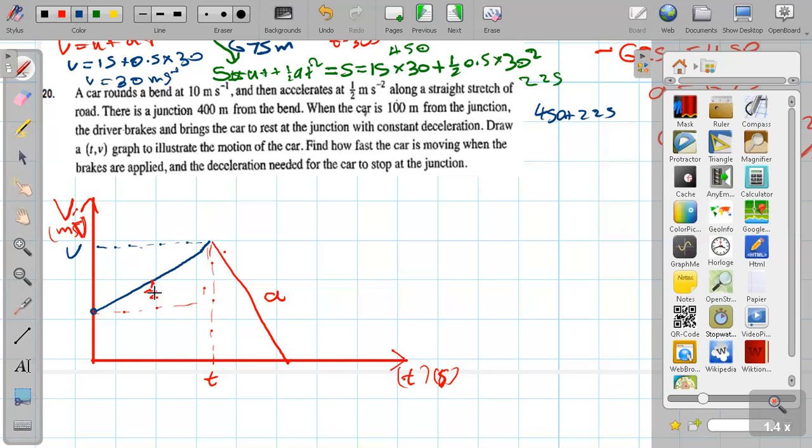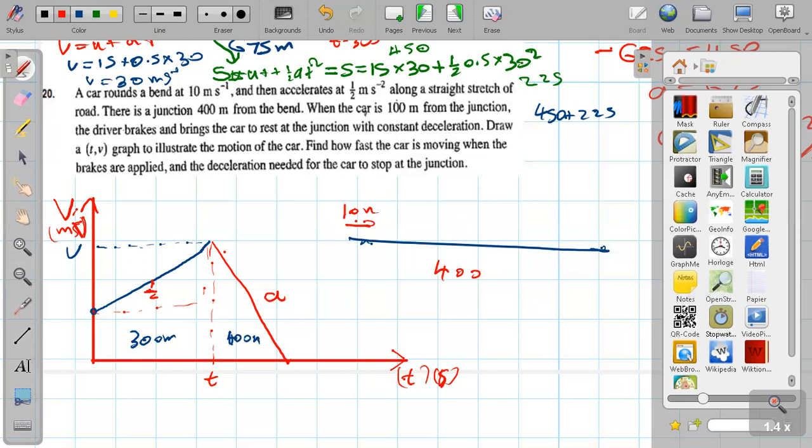So one thing I know, this should be 300 meters and this should be 100 meters. Consider this with linear motion too. The total distance is 400. He enters with 10 m/s.